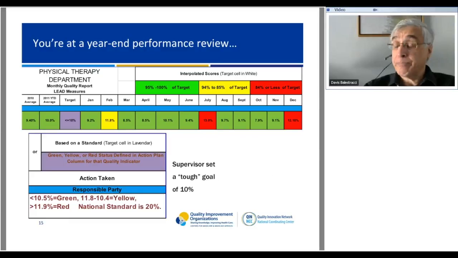This is a true story. Someone, this was, I think, for physical therapy cancellations or no-shows or something, and they asked her to set a tough goal, and it was tough. She set a tough one, and this was the year's performance, because this was the year-end review. And due to sheer dumb bad luck, she happened to get a red result. Well, you can guess where all the energy from that particular portion of the meeting is going to go.